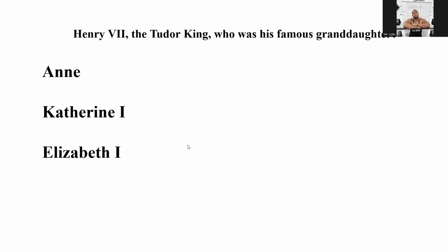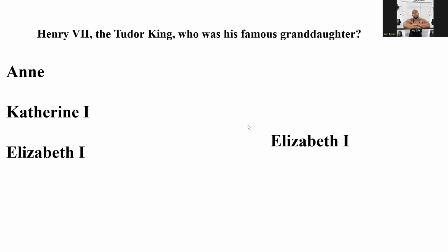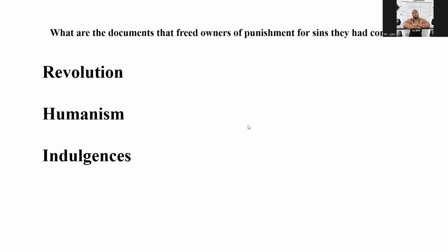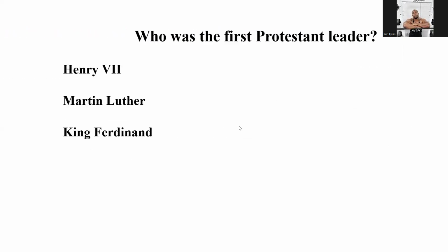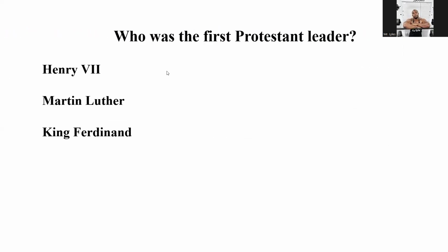Henry VII, the Tudor king, who was his famous granddaughter? Elizabeth I. What are documents that free owners of punishment for sins they had committed? The indulgences. Who was the first Protestant leader? First Protestant leader. Martin Luther.